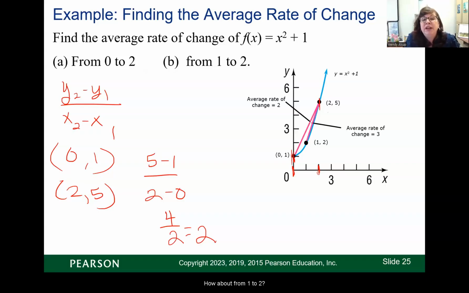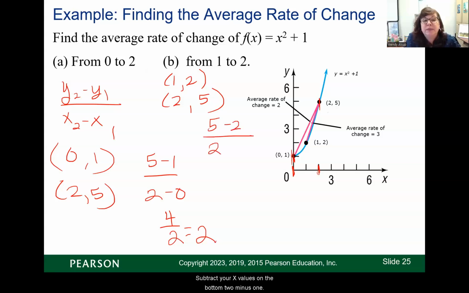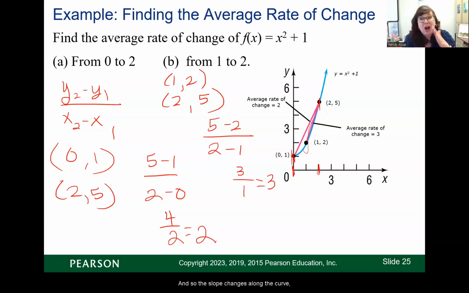How about from 1 to 2? Well, this one's going to be a little bit steeper. Now we're going from the point (1, 2) to the point (2, 5). Again, subtract your y values up top, 5 minus 2. Subtract your x values on the bottom, 2 minus 1. I end up with 3 over 1, which is 3. So I've got a steeper slope for these two points. Notice that the blue graph, x squared plus 1, is curved, and so the slope changes along the curve, slope being the steepness of the line.